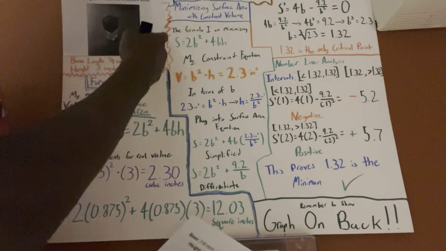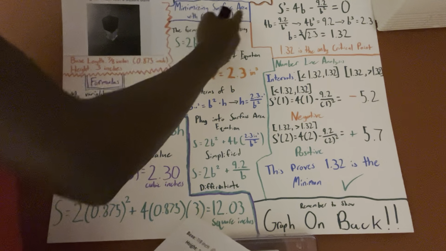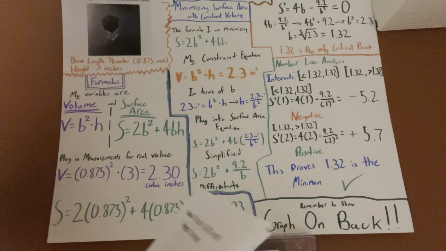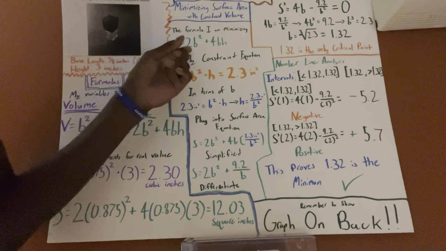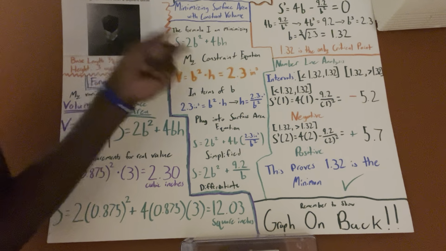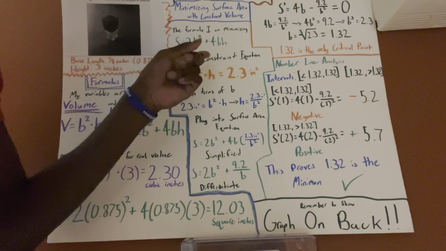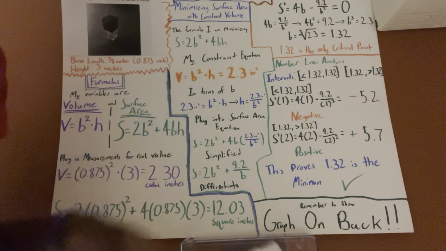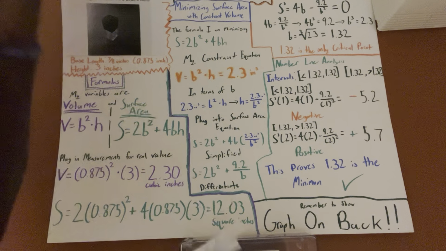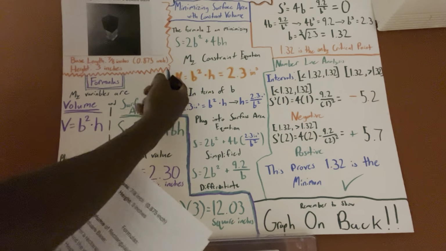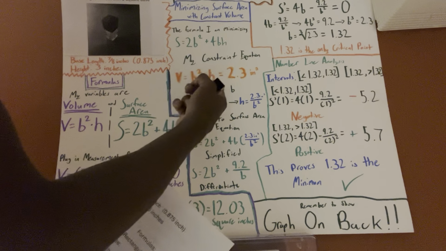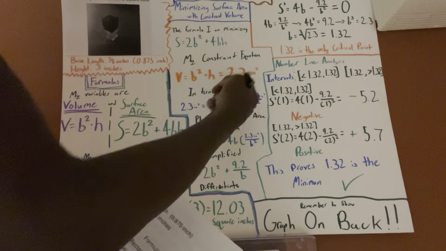Now what I'm going to be doing with these numbers is minimizing the surface area while keeping the volume constant. The formula I'm minimizing is the surface area formula, 2 times base length squared plus 4 times base length times height. My constraint equation is the volume formula. Volume equals base length squared times height, with the volume being 2.3 cubic inches.